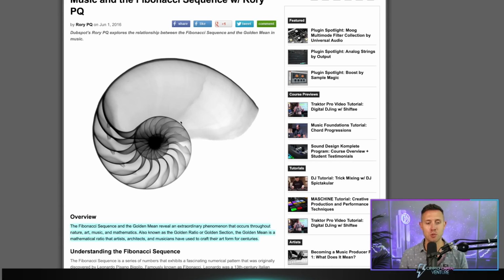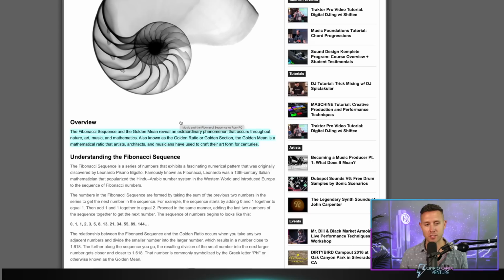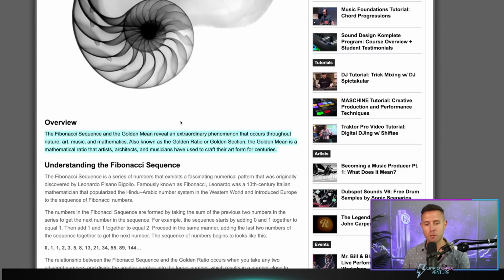Going over here to music and other things. The Fibonacci sequence and the golden mean reveal an extraordinary phenomenon that occurs throughout nature, art, music, and mathematics, also known as the golden rule, the golden ratio, or golden section. The golden mean is a mathematical ratio that artists, architects, and musicians have used to craft their art form for centuries.